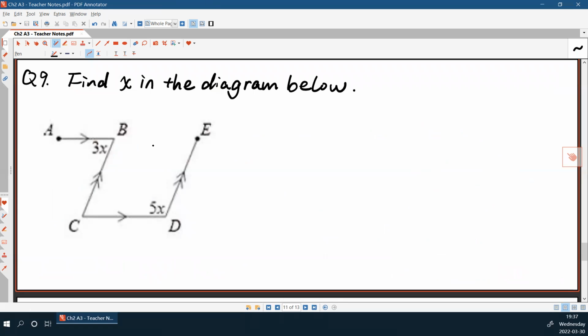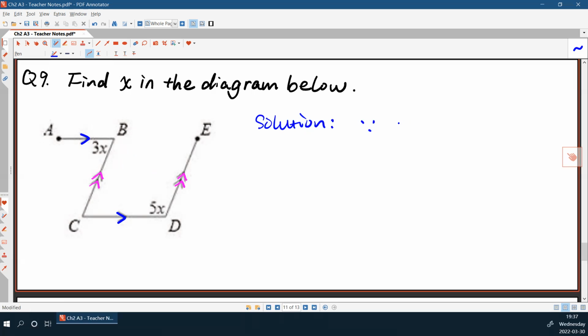We're given a diagram below. The task is to find the value of x. Remember the meaning of the little arrows here. This means segment AB is parallel to segment CD, right? And also we have segment BC parallel to segment DE, right? So there are two pairs of parallel lines. And let's have a look at the solution here.